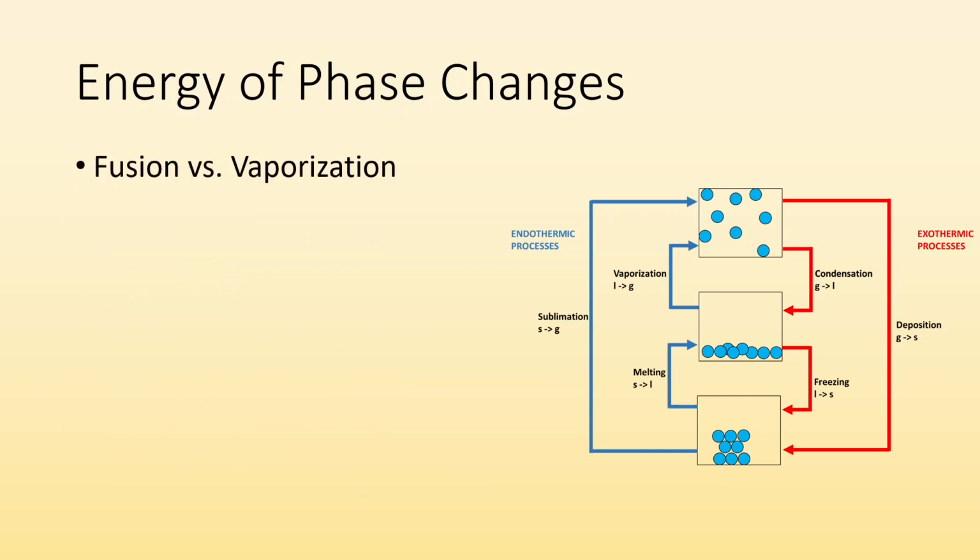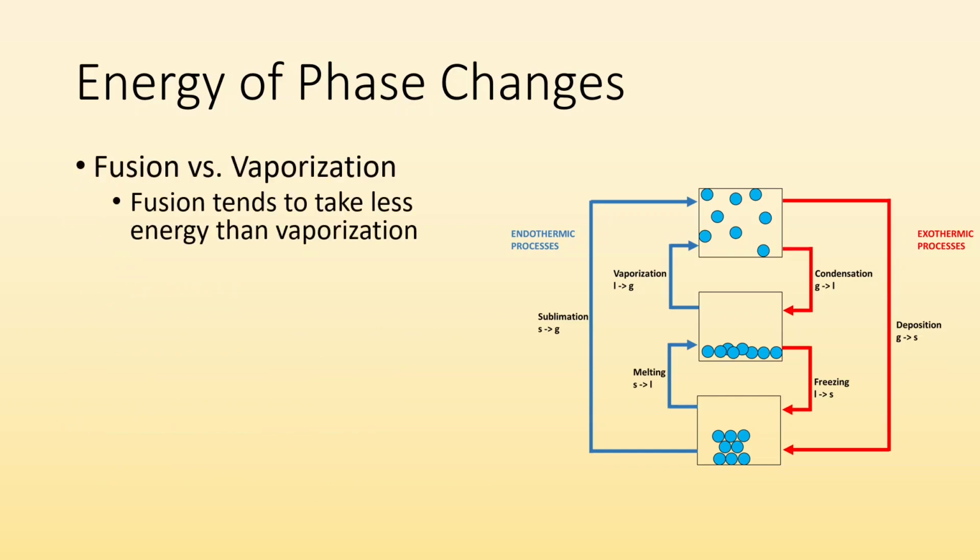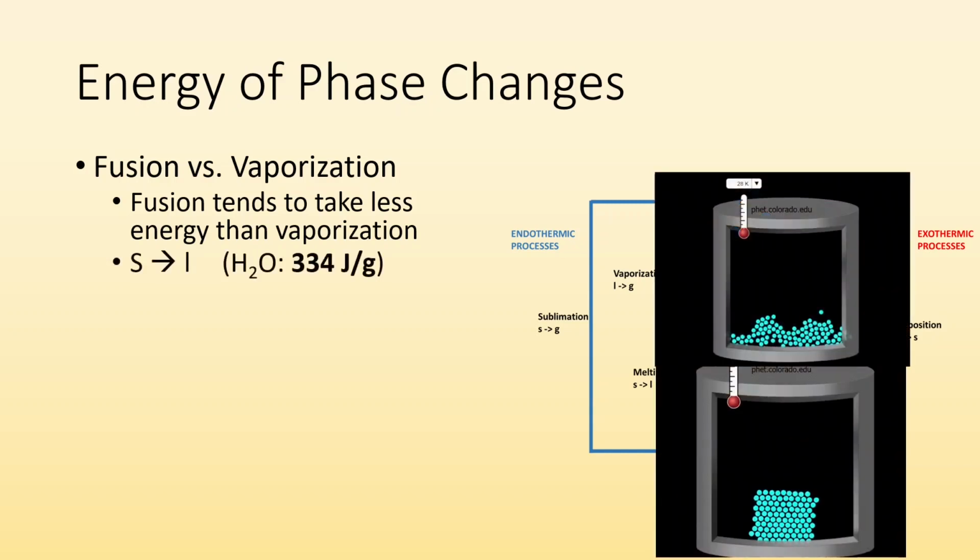All right, fusion versus vaporization. Fusion tends to take less energy than vaporization. So if you're trying to melt something, that's going to take less energy than vaporizing it. If we take a look at the phase diagrams, you can see the difference between a solid to a liquid. They're still really close together in the liquid phase. They're just able to move about. And that takes, for water, 334 joules per gram.